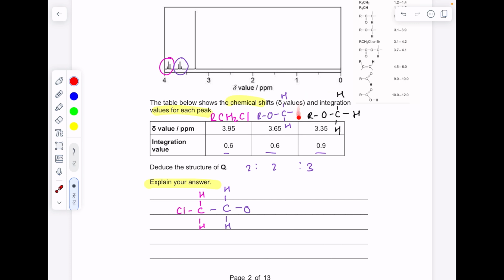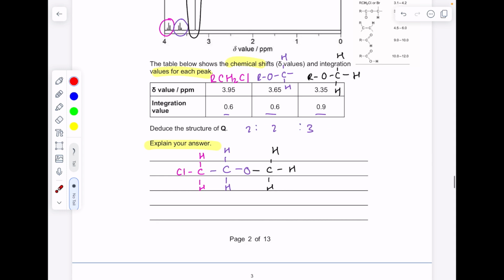And then we get to complete our molecule over here, which corresponds to this peak. And again, that makes sense. It's a singlet, which means that the next door atom shouldn't have any hydrogens on it, and sure enough, it doesn't. So now let's write our full explanation.